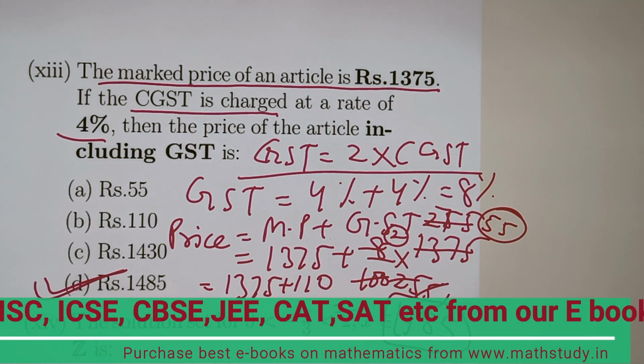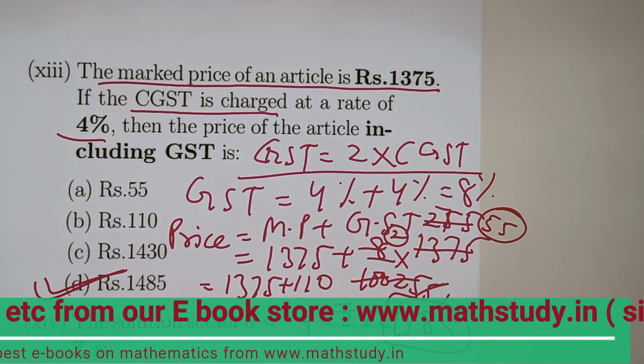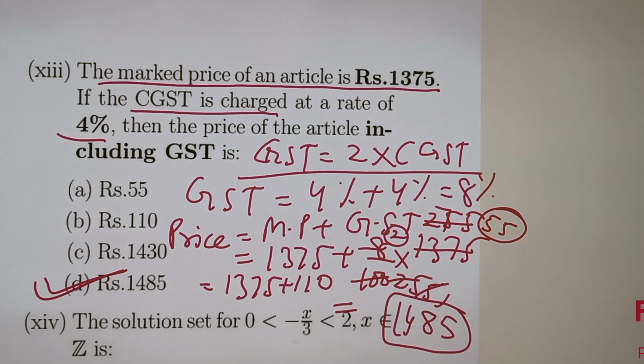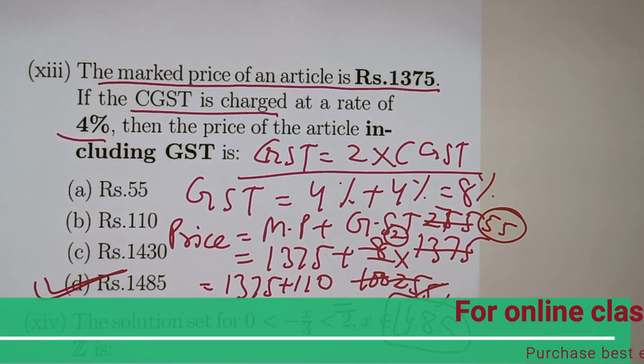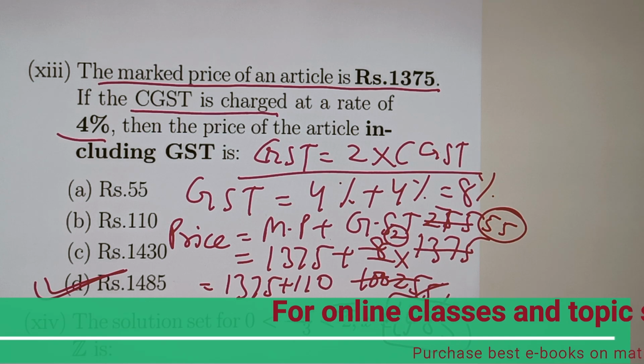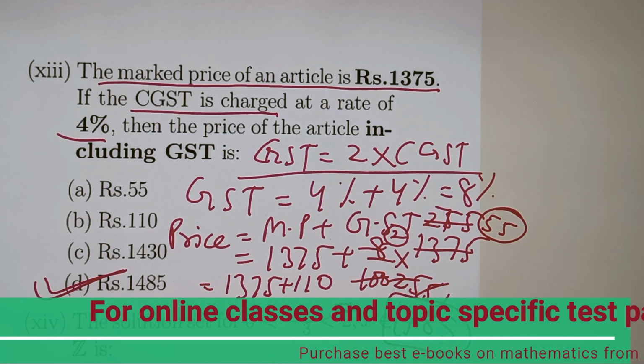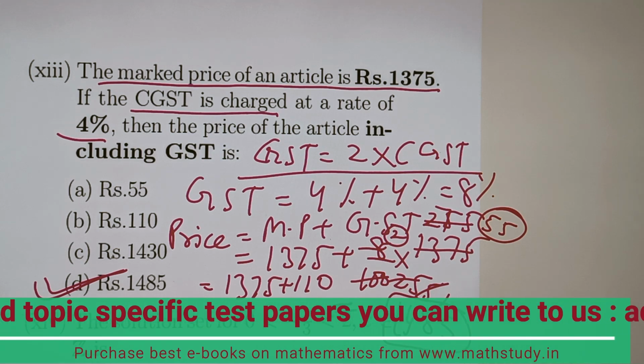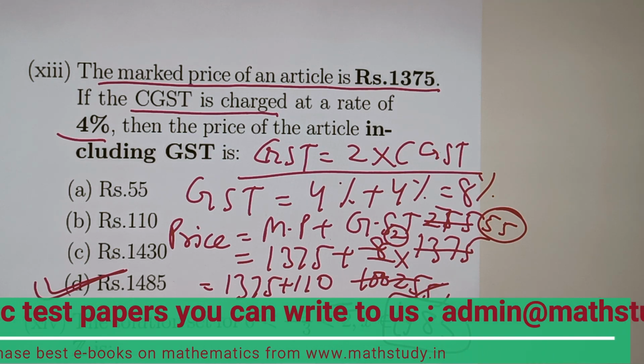So you need not get confused here, because it is given that CGST is charged at a rate of 4%, not the total GST. So what you have to do is double that to get the total GST here. So that was an interesting question and a conceptual question as well. Now let's move towards part 14 of question number 1.